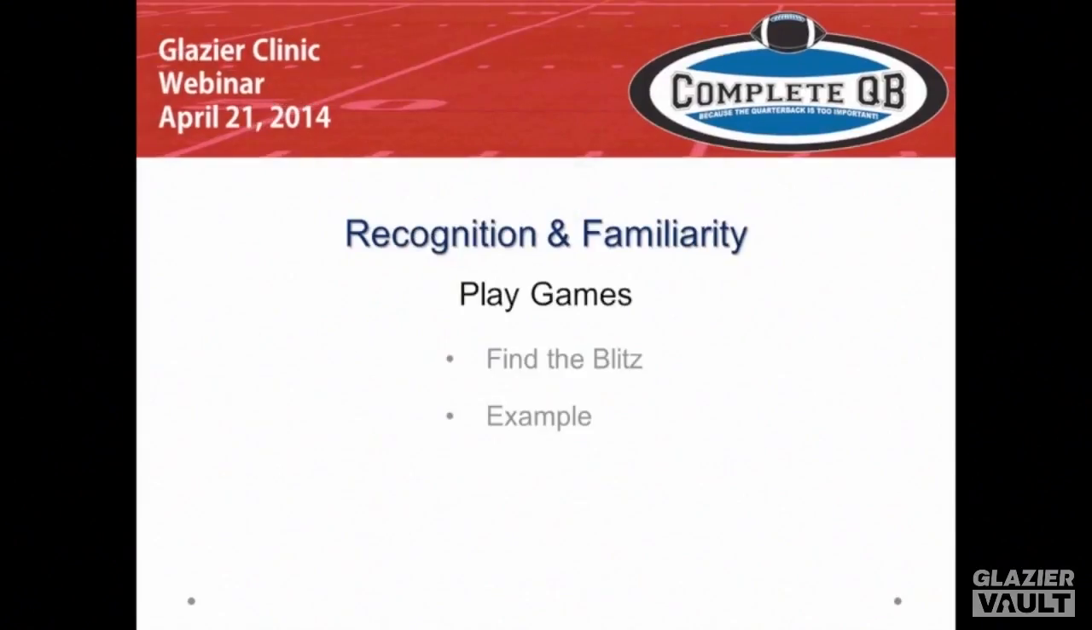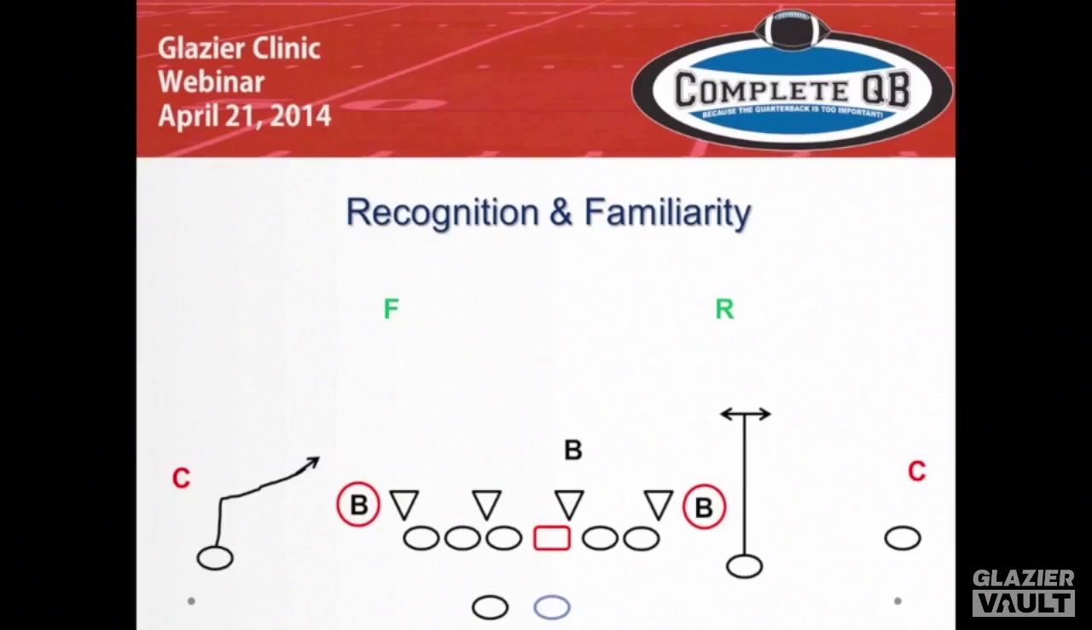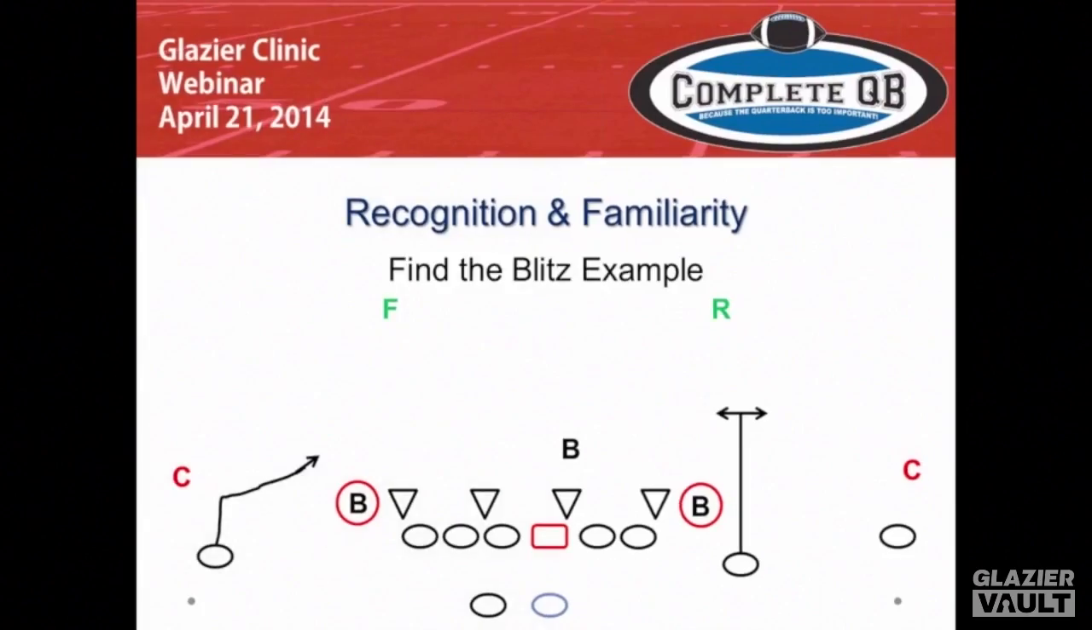The next game we like to play is called Find the Blitz. Pretty self-explanatory. I like to have our quarterback over the ball and give him one or two examples of guys who are clearly out of position. They're doing something different than what they do in their base alignment. Again, this is a very controlled environment and an easy way for us to identify who's coming to give us pressure and who's vacating an area.